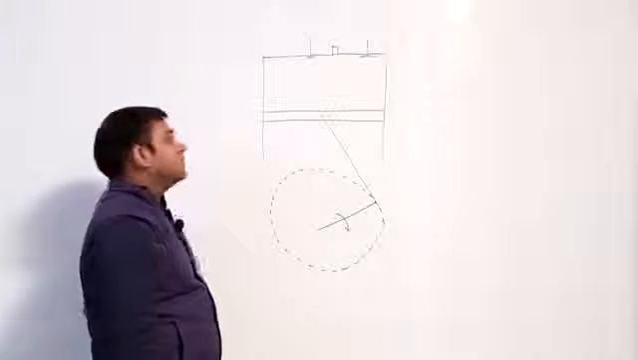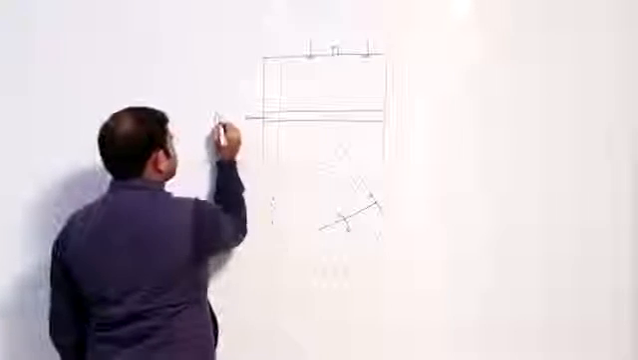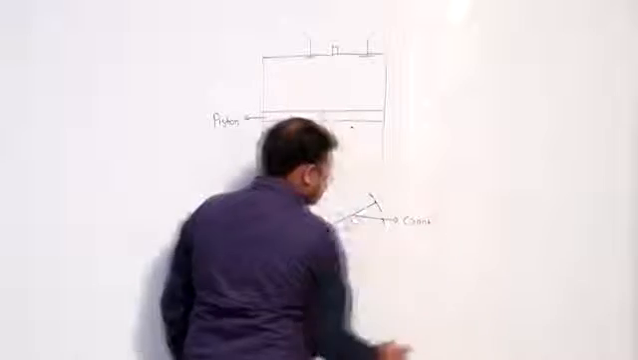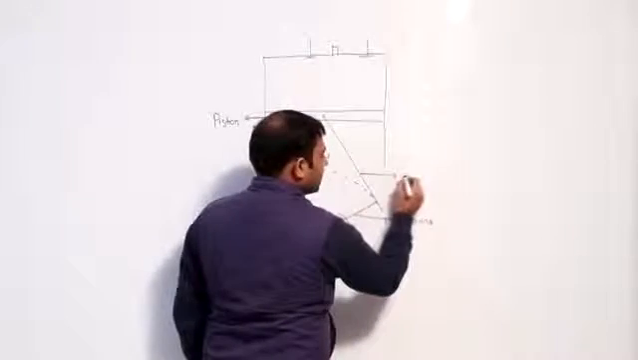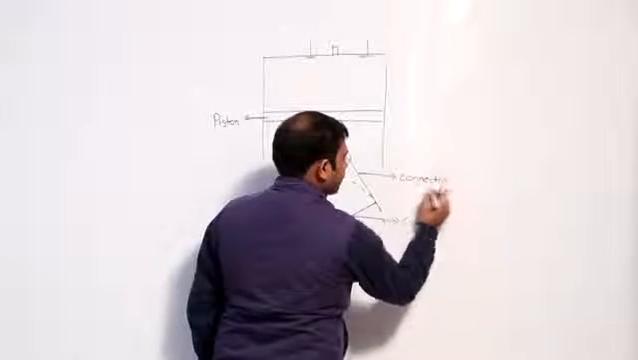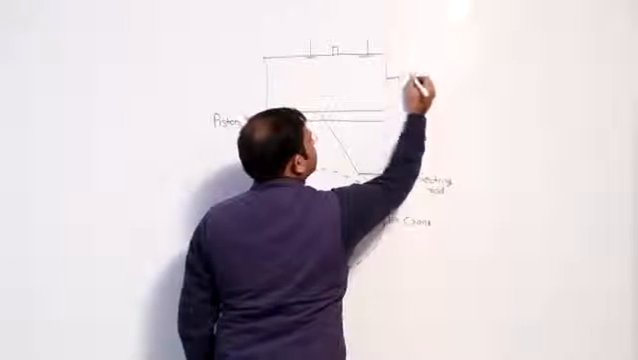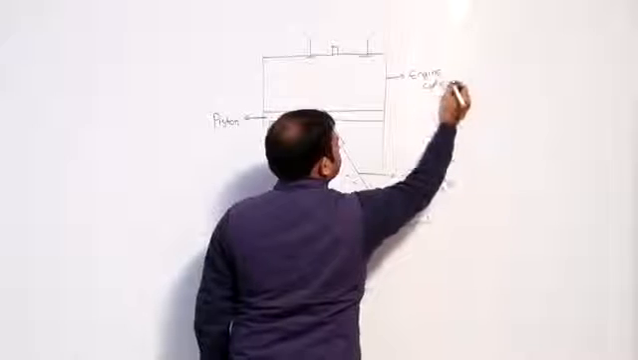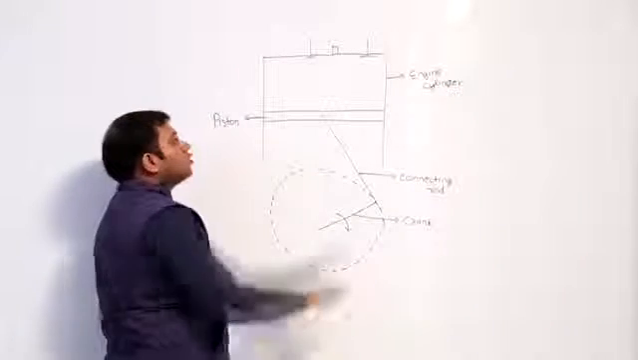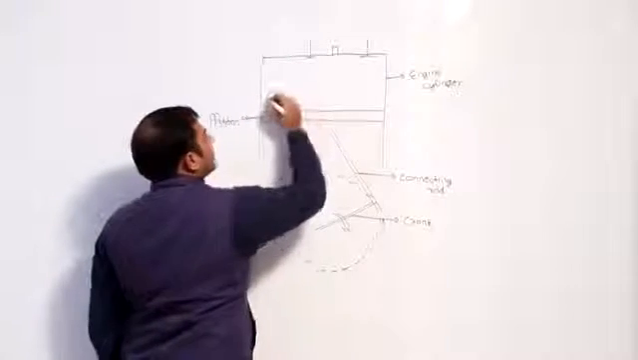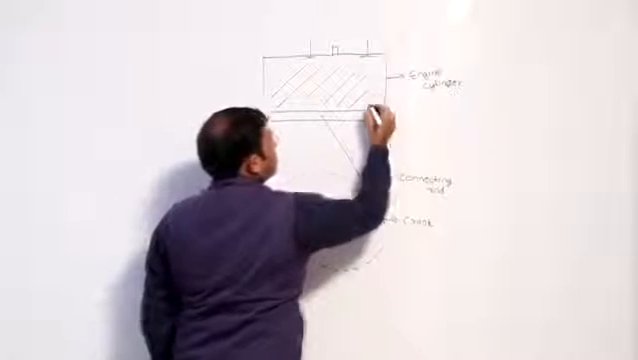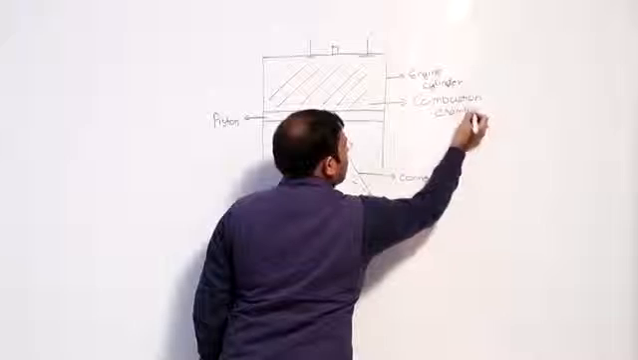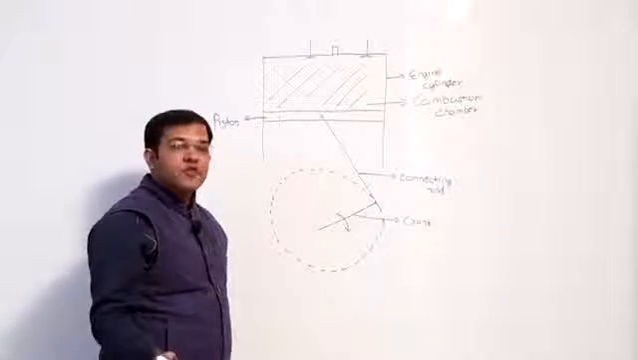See, this is a piston cylinder arrangement, and this is the piston, and this is the crank, and the crank is connected to the piston with the help of a connecting rod. This is the engine cylinder, and the region enclosed between the walls of the engine cylinder and this piston is known as the combustion chamber. Why is it known as the combustion chamber? Because here combustion of fuel takes place.